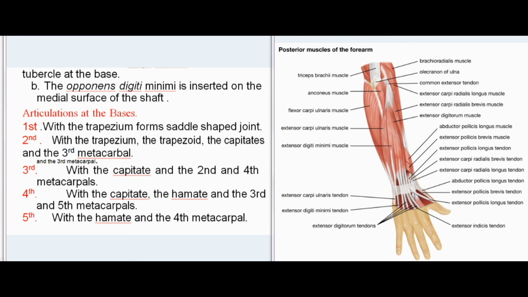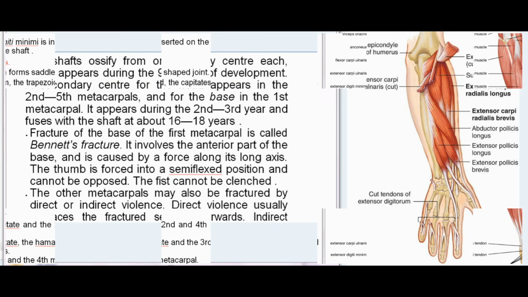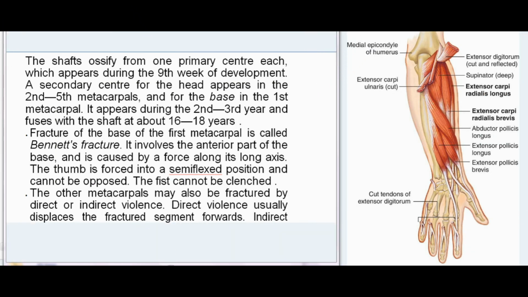Articulations at the bases. First, with the trapezium, forming a saddle-shaped joint. Second, with the trapezium, the trapezoid, the capitate and the third metacarpal. Third, with the capitate and the second and fourth metacarpals. Fourth, with the capitate, the hamate, and the third and fifth metacarpals. Fifth, with the hamate and the fourth metacarpal.